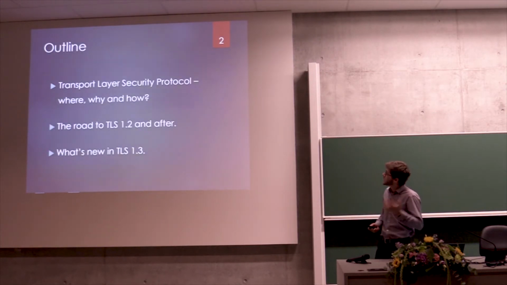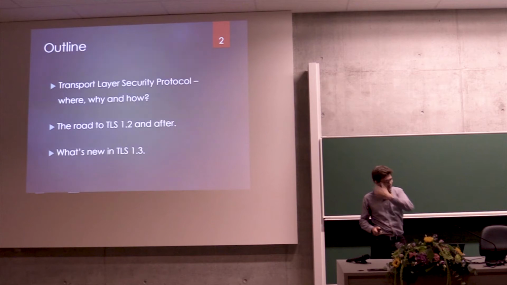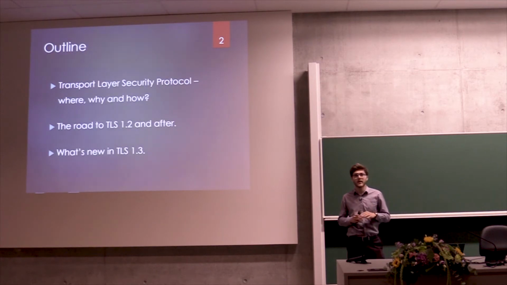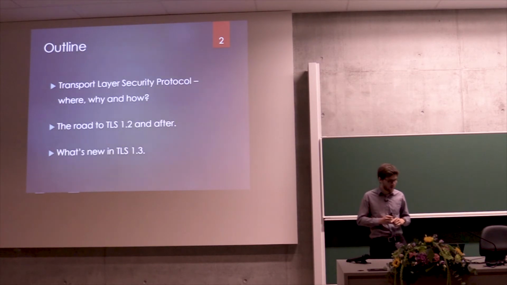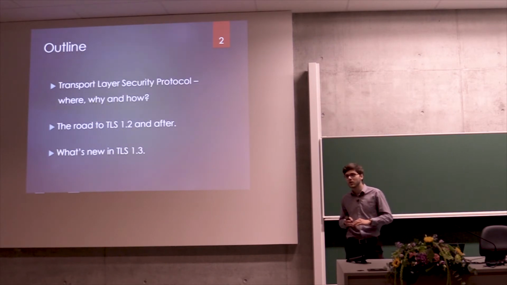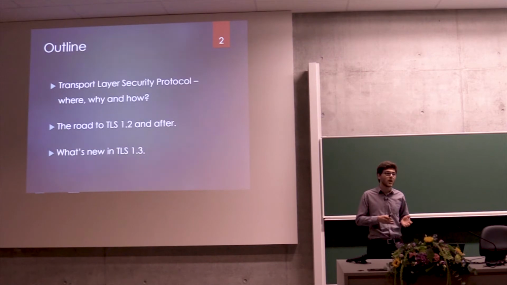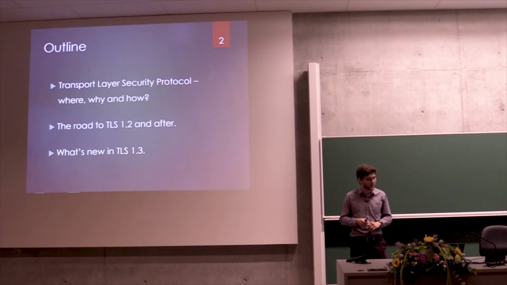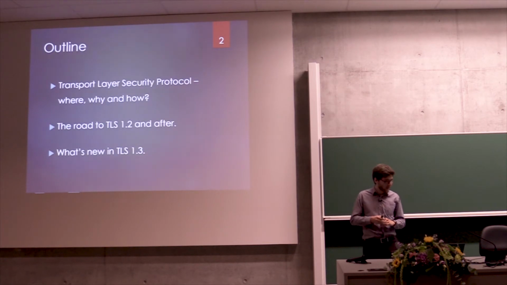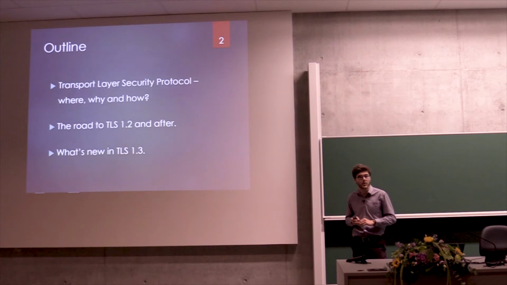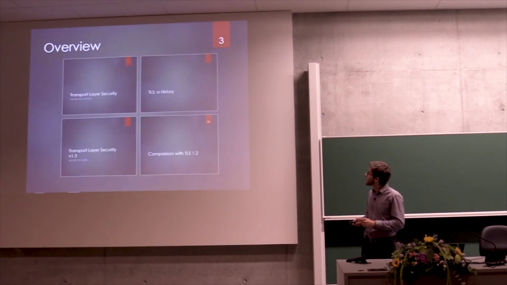So the outline is going to be, first I'm going to talk a little bit about TLS, put it in context: where it sits in your browser to server communication, why it's there, what it's trying to do, and how it's going to do it at a very high level. Then I'm going to talk a little bit about how we got to TLS 1.2, the very early start and the problems with TLS 1.2. And then finally, I'll be outlining what's new in TLS 1.3 and why you should try to use it as much as possible.